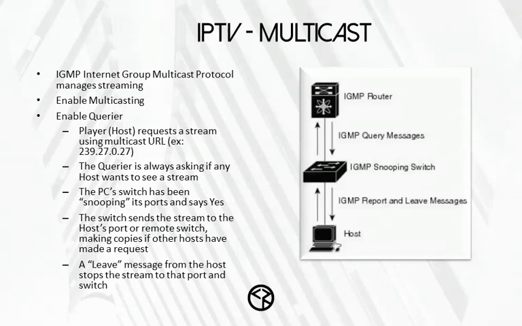So in this switch, you would have a host, which would be a PC or a decoder on the network. It requests a URL, 239.27.27. Now the querier is always sending messages through the network, asking, does anyone have a video that you want to see? And that snooping activity means that the switch you're plugged into detects that you want to watch a video. So it says yes to the message, and then the router, in this case the switch itself, takes the stream and sends it to the host and plays it.